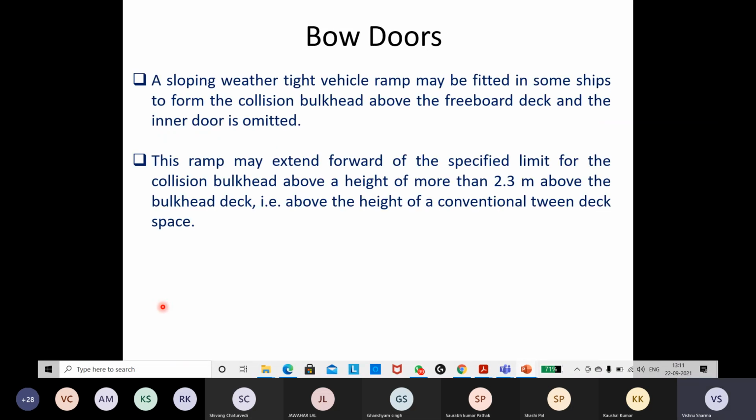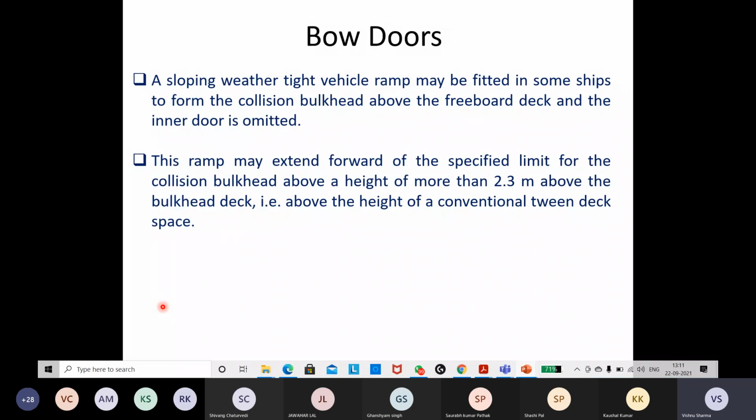This ramp may extend forward of the specified limit of the collision bulkhead above a height more than 2.3 meters above the bulkhead deck. What does it mean? If you're saying that the ramp is to be treated as the extension of the collision bulkhead as required by SOLAS for passenger ships, then as per SOLAS, the collision bulkhead also has locational requirements. That means it cannot go forward of 5% of the length of the ship, which we studied in the previous topic. What is he saying?